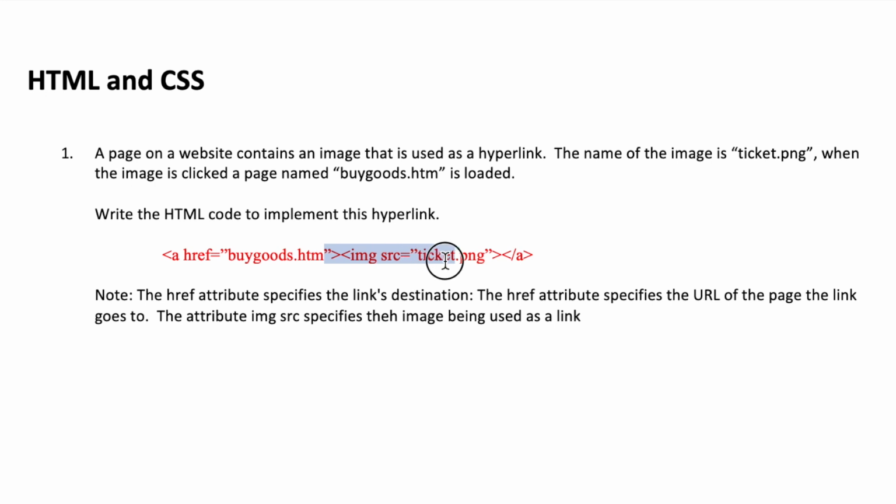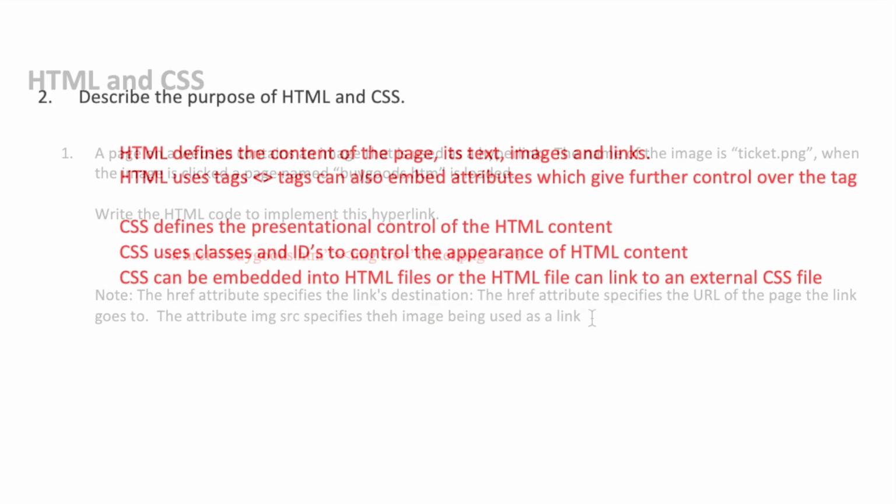Also, there is an additional attribute here for img source, or image source. That attribute will in essence allow the image to act as a hyperlink. So when the user hovers over it, it will show as a link. So a quick note, the href attribute specifies the destination link address, and the img source is specifying the source of the image to be used as the link itself. Next question.